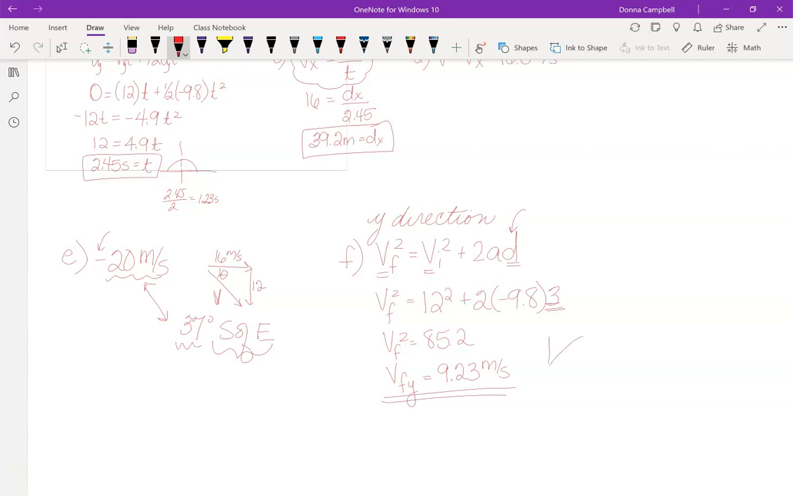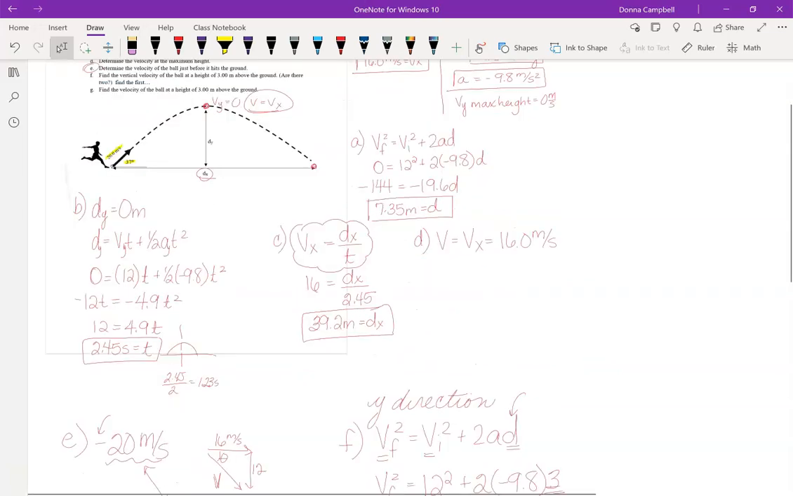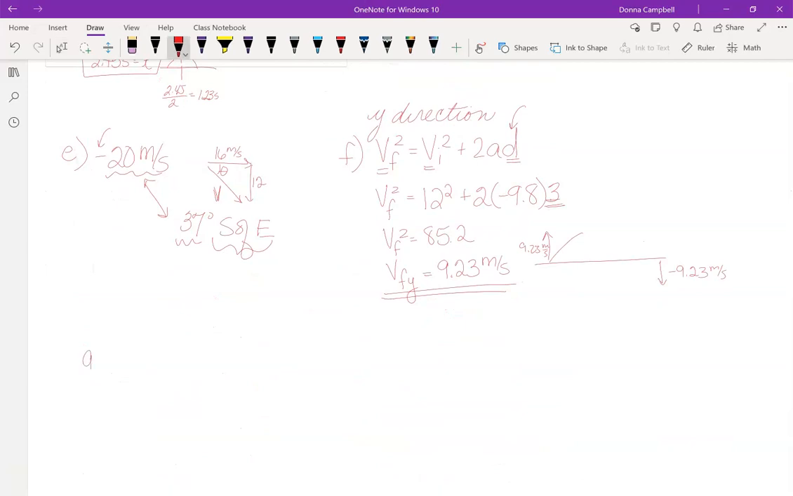Now, that's on the way up. On the other side, at the same level, coming down, it's negative 9.23 meters per second. And then G says find the velocity. So it's asking for that total velocity. For G, it said the first one, so we'll use the first one. We know that the vy is 9.23. The vx is 16 meters per second. We know that because it is constant. It is not changing. It's always going to be 16.